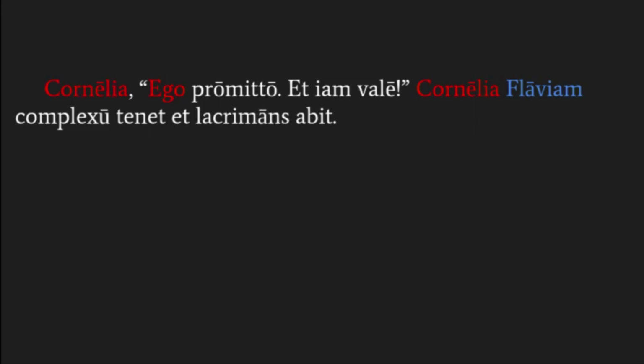Cornelia Flaviam complexu tenet et lacrimans abit. So Cornelia, our subject, holds Flavia, tenet Flaviam, holds her. Complexu means in an embrace. That's something we haven't seen. That's a fourth declension noun. You'll learn that later on, but think of it as just a vocab term. Holds her in an embrace, and abit, she goes away, lacrimans, crying. Right? So there's our story.